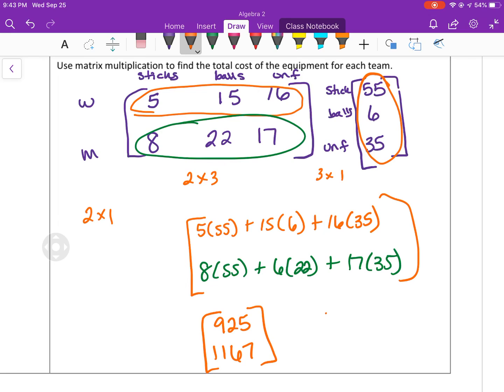1,167. And so it's $925 for the women's equipment, and it's 1,167 for the men's equipment. And that's just an example of a way you can organize the data in kind of like a spreadsheet and then use matrix multiplication to find a total cost of something.